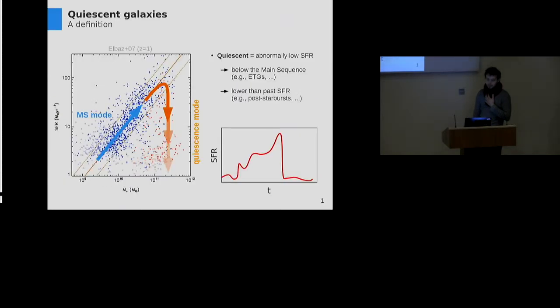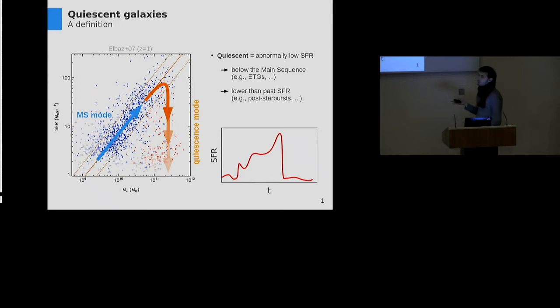So Katie has done an excellent job at giving introductions, so again, I'm probably going to be quick on this, but I'd like to spend a little bit of time on what I mean by quiescent galaxies and how that relates to quenching. So throughout this talk and in general, when I think about a quiescent galaxy, I mean a galaxy that has an abnormally low star formation rate with respect to some reference that you have to define.